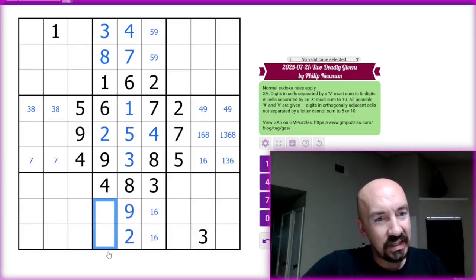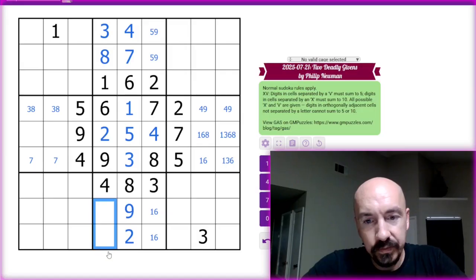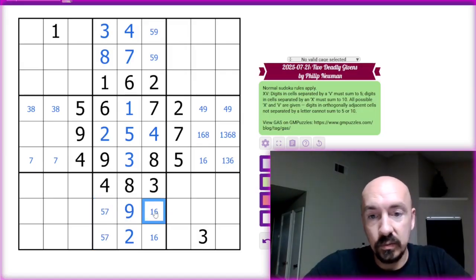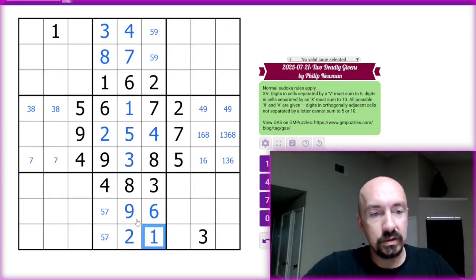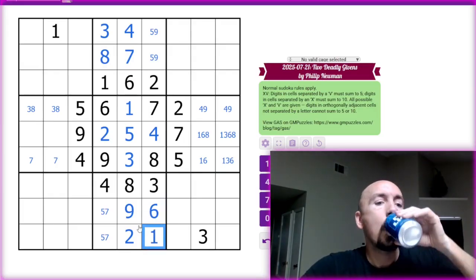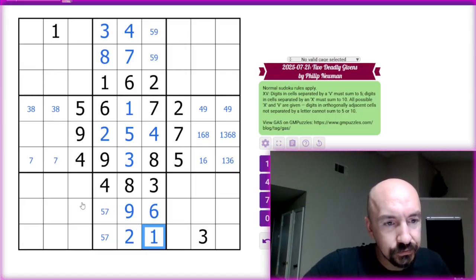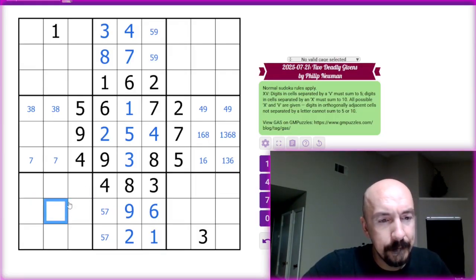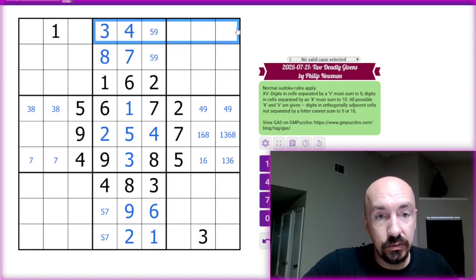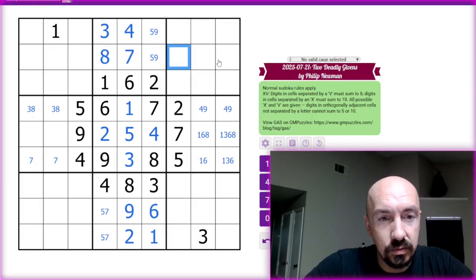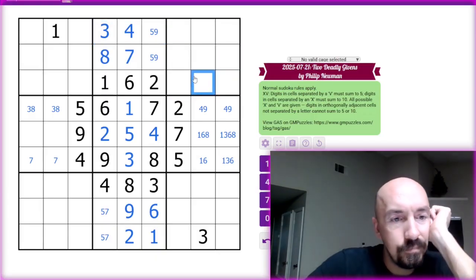And this becomes a 5, 7. Oh, this cannot be 1 because it sees that. 6 and 1. Good stuff. Good stuff, Phillip. So then 3s are over here. This is good stuff, but it is confusing. All right, 3s. That can't be a 3. So 3, 3, 3. All right.